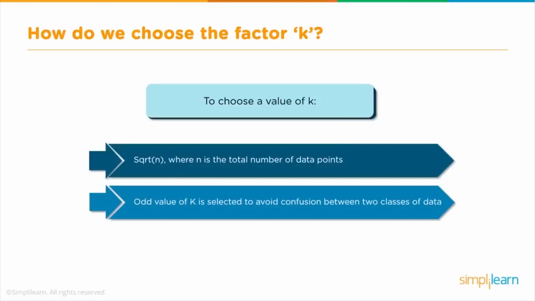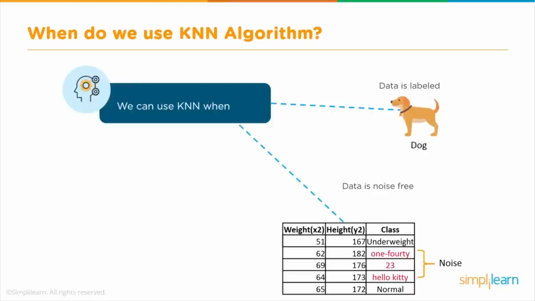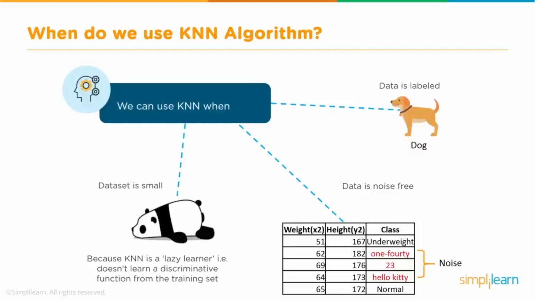When do we use KNN? We can use KNN when data is labeled, so you need a label on it. We know we have a group of pictures with dogs, dogs, cats, cats. The data is noise free. You can see here, when we have a class like underweight, 140, 23, Hello Kitty, normal, that's pretty confusing. We have a high variety of data coming in, so it's very noisy, and that would cause an issue. The data set is small, so we're usually working with smaller data sets, where you might get into a gig of data if it's really clean and doesn't have a lot of noise.